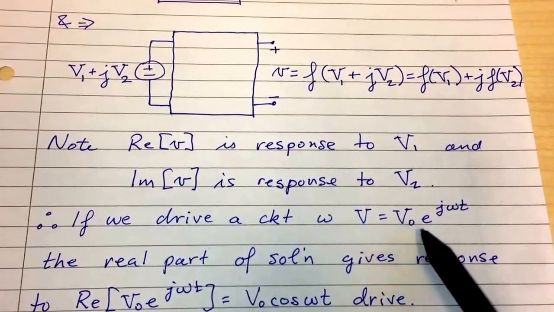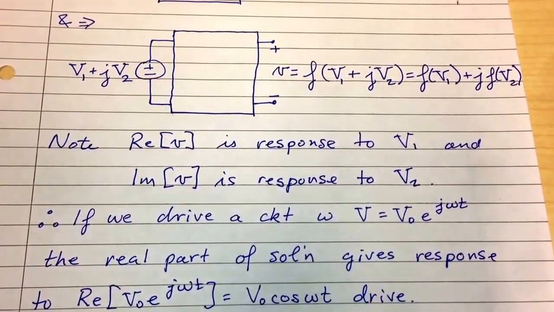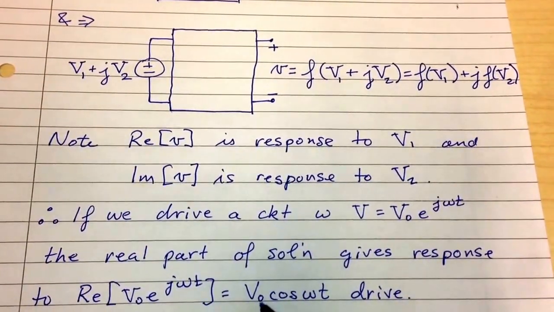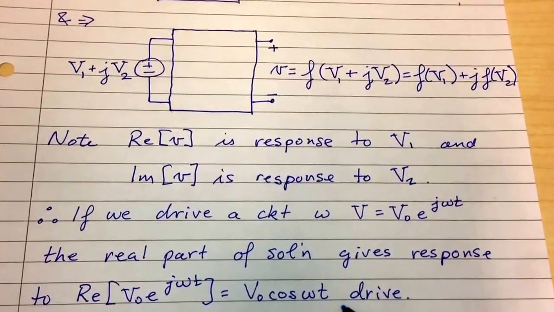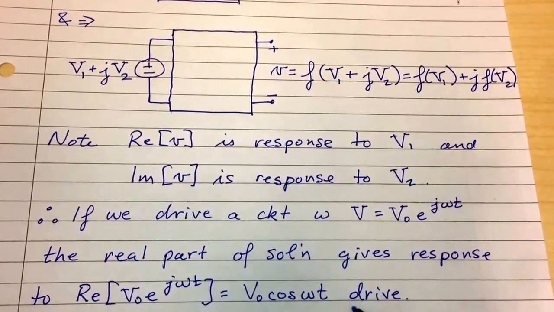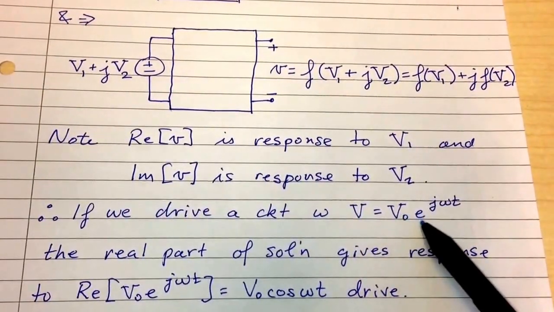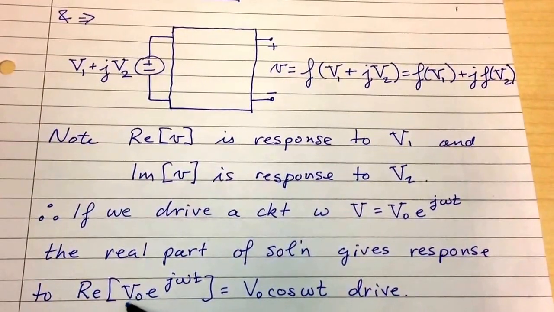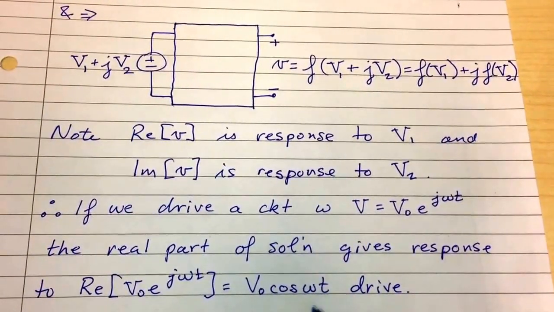So basically, if we drive a circuit now with a complex drive, like V naught e to the j omega t, the real part of the solution gives us a response to the real part of the drive. So it's like we had a V naught cosine omega t drive. So basically that's the rigorous justification of why we can get away with just using a complex drive and then later taking the real part to give us the solution to this real, cosine omega t drive.